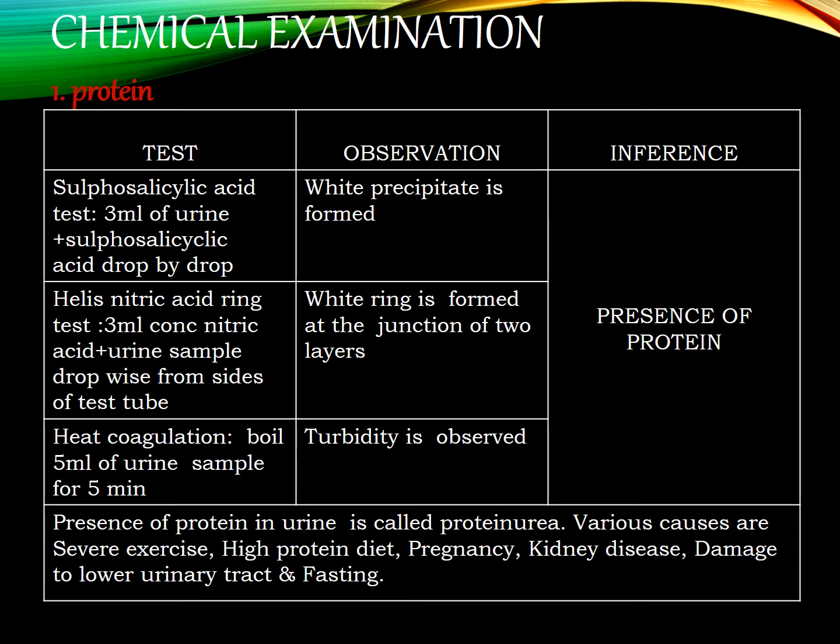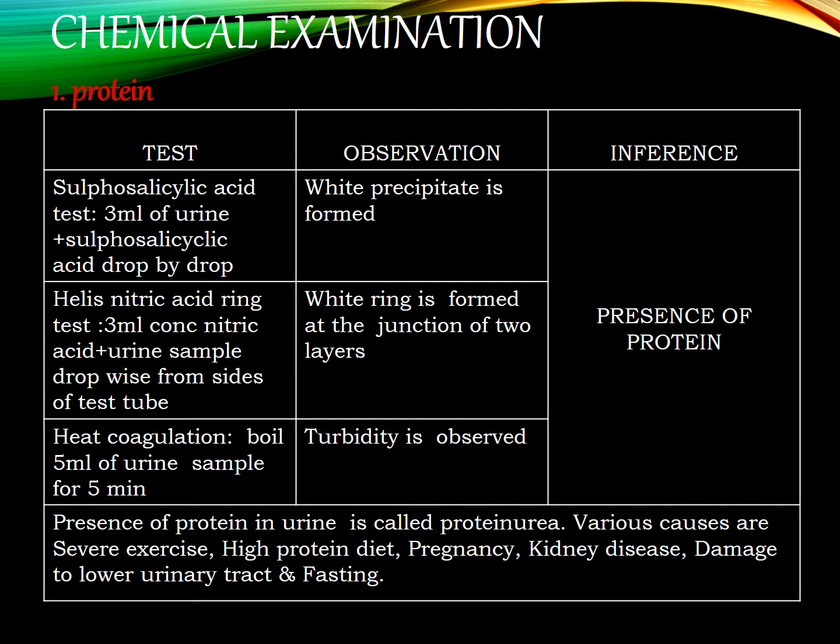The second method of urine analysis is the biochemical examination. In the biochemical examination we conduct various tests to determine the presence of components such as proteins, ketones, bile salts, bile pigments and blood in the urine sample. Here I added the various tests used to determine the presence of protein in the urine sample. The first one is the sulfosalicylic acid test.